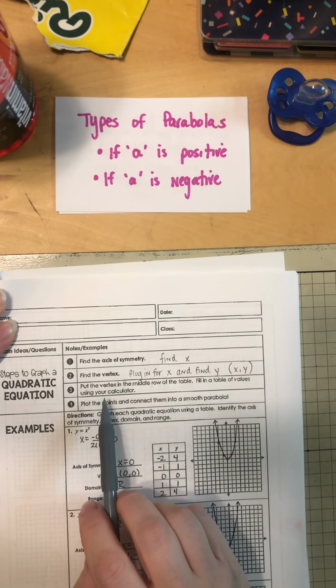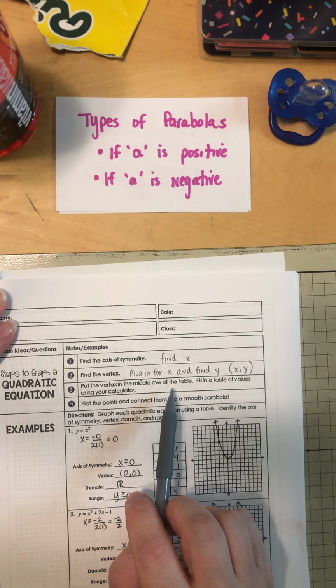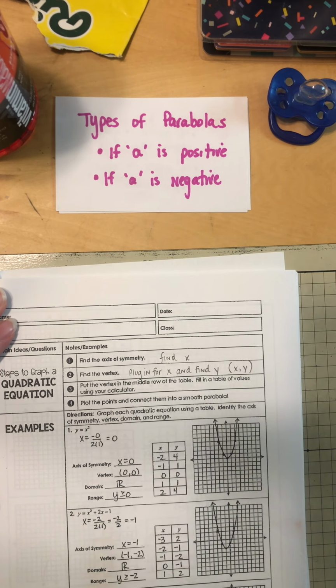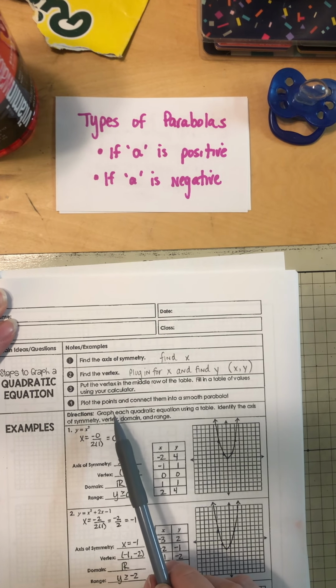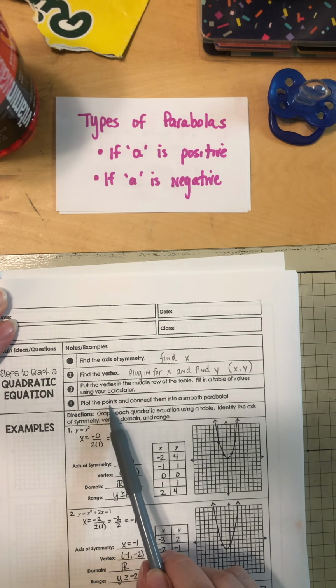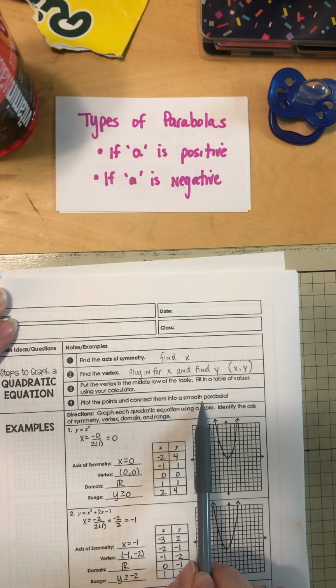Where it says put the vertex in the middle of the row in the table, fill in the table values using your calculator. We did this before with exponentials last unit, or I guess before when I was here. And then plot the points and connect them into a smooth parabola.